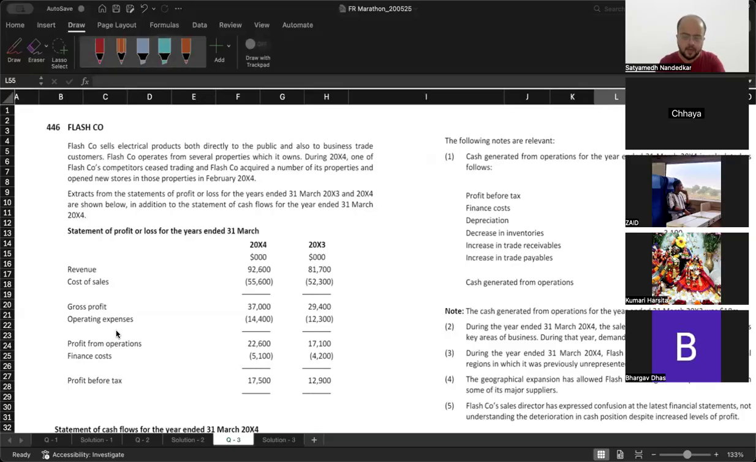So notes now. Yes, from here to here. Flash company sells electrical products both directly to the public and also to business trade customers. Flash company operates from several properties which it owns. During 2024, one of Flash company's competitors ceased trading and Flash company acquired a number of its properties and opened new stores in those properties in February 2024. Extracts from the statement of profit or loss for the year ended 31st March 2003 and 2024 are shown below, in addition to the statement of cash flows for the year ended 31st March 2024.